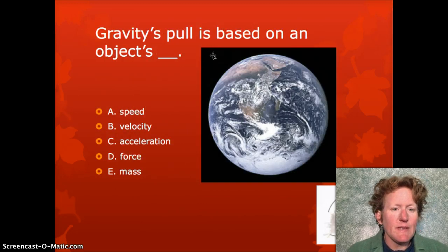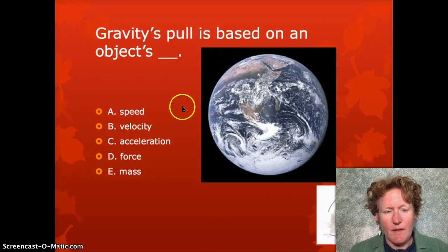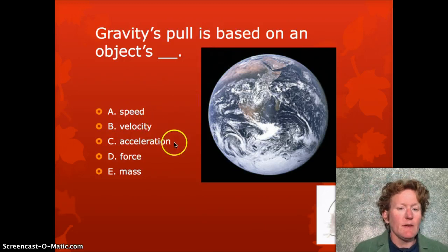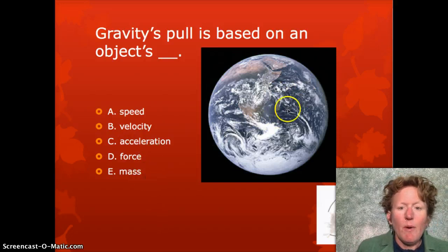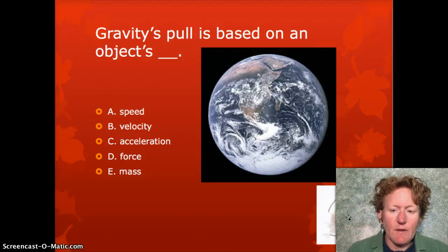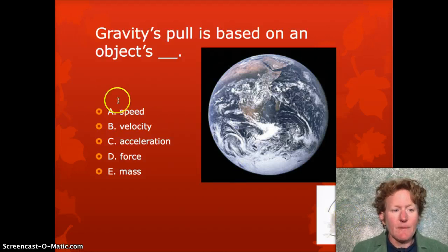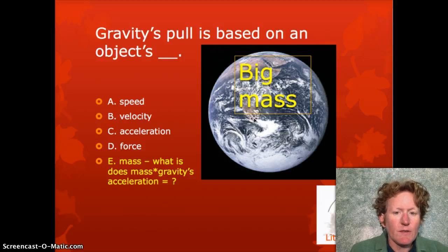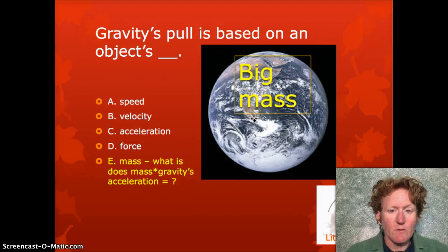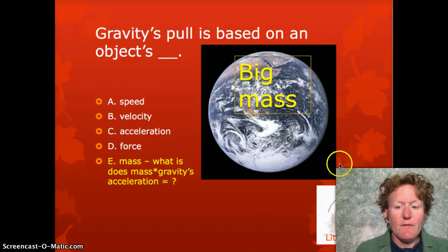Gravity's pull is based on an object's what? An object's speed, an object's velocity, an object's acceleration, an object's force, or an object's mass. Both of these objects exert gravitational force. However, this one, planet Earth, exerts more because it has a larger mass. If you watch the TED-Ed video on how to think about gravity, you're aware that everything exerts a gravitational pull, but the size of that gravitational pull is dependent on the mass. Therefore, the feather doesn't exert as much mass.